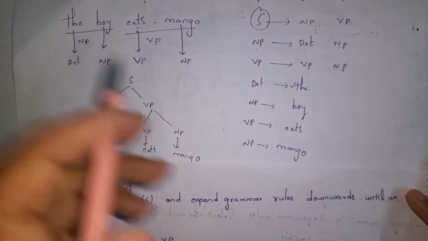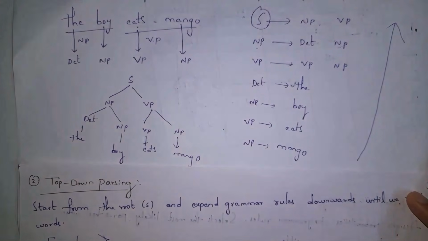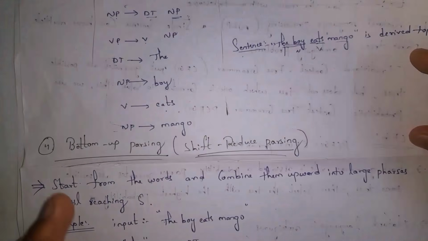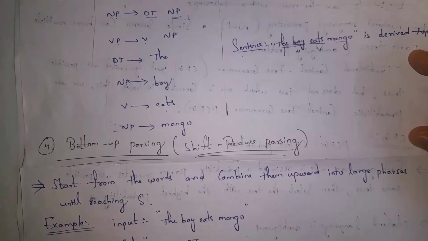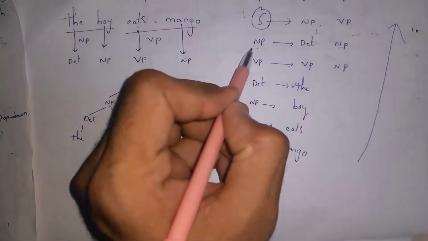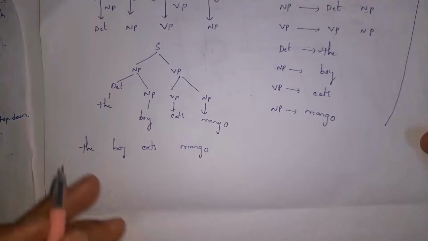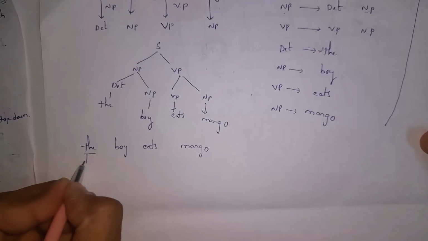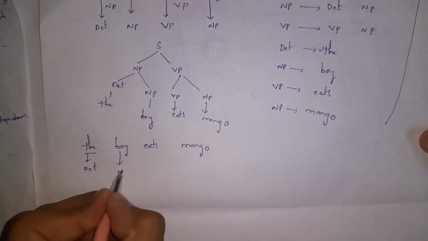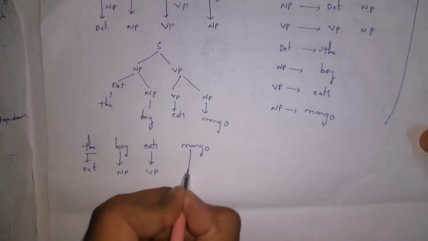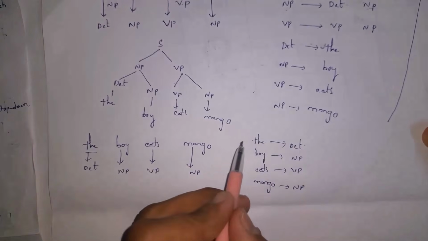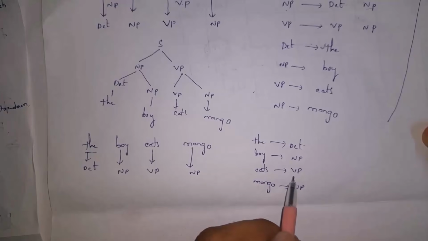The same example, if you write this in reverse order, then we call it as bottom-up parsing. I'll give example. So in bottom-up parsing, we'll start from words and then we'll combine them upward into phrases until we reach sentence. That is nothing but we'll start from words and we'll expand until we reach sentence. These are words. We'll expand rules until we reach sentence. So same example, the boy eats mango, where the, which is determinant, boy, which is noun, eats, which is verb, and mango, which is noun. So the, which is det, boy, which is noun, eats, which is verb, mango, which is noun.